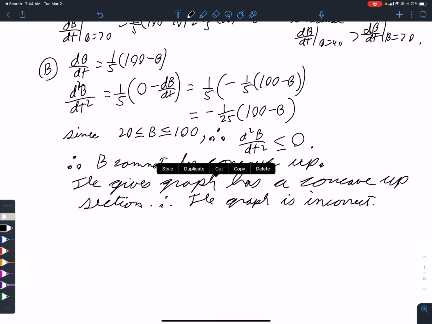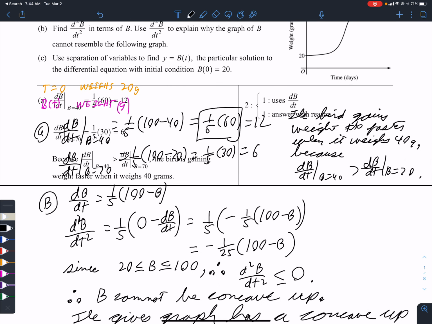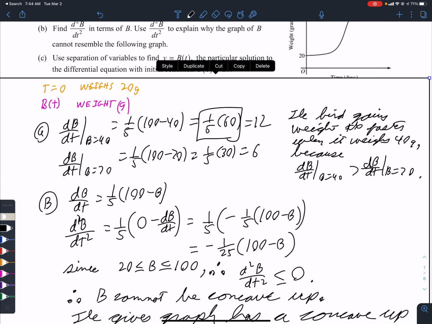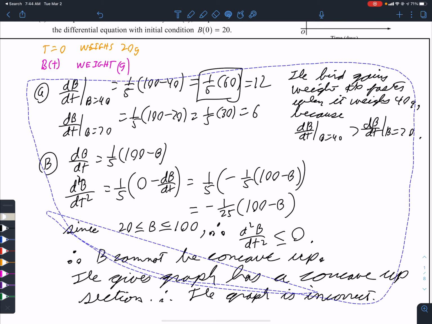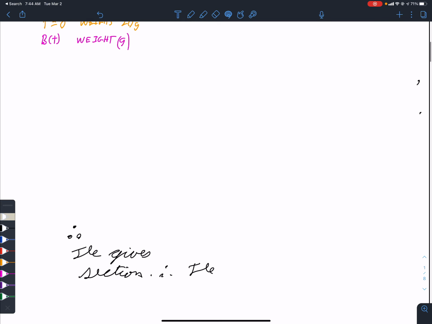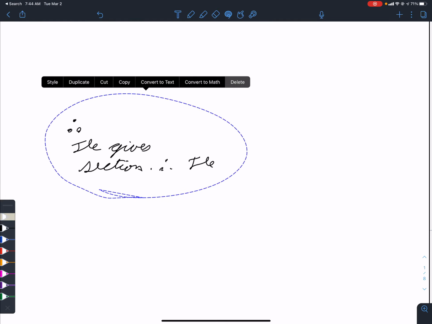Now, I'm going to do part C. I'm having issues here. Let me erase all my previous work. I need some space here. Hopefully I can erase this without losing my borders or my white background. Okay, looks like it's working.